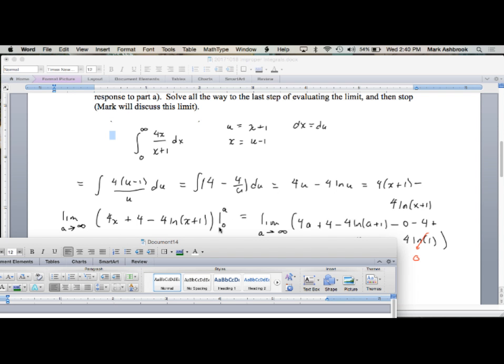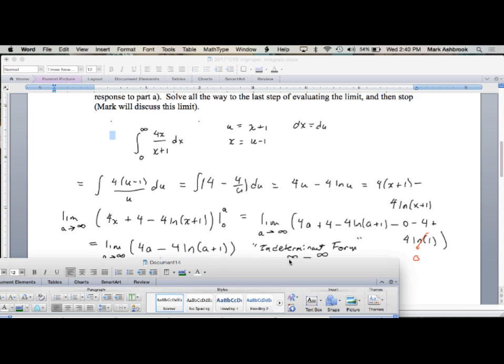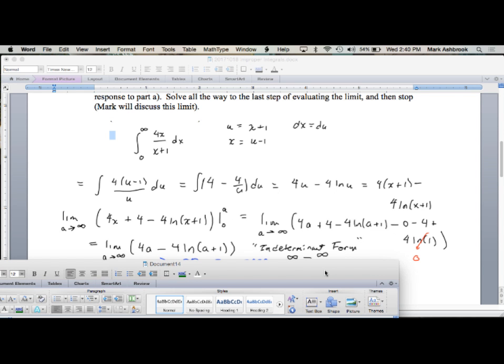So I plugged in my a, I plugged in 0, and then when I take the limit, I get 4a minus 4 ln of (a plus 1) in the end. Well, the limit really is kind of like really, really big minus really, really big. So this is what's called an indeterminate form. Other indeterminate forms are like 0 over 0, infinity over infinity. An indeterminate form means that it could be a constant value. It could be 0. It could be infinity. It depends on the situation, on what you in particular have.